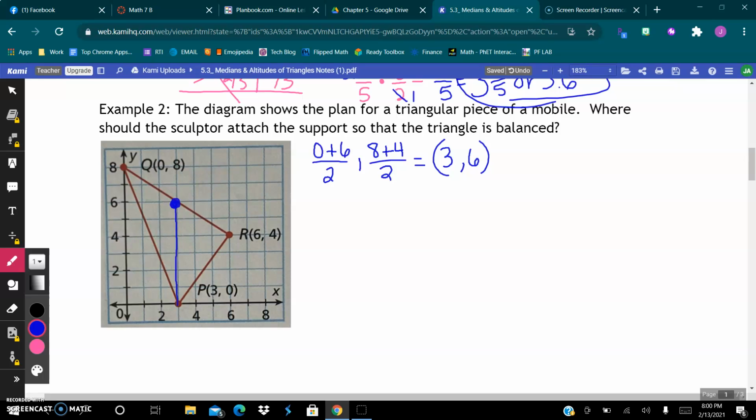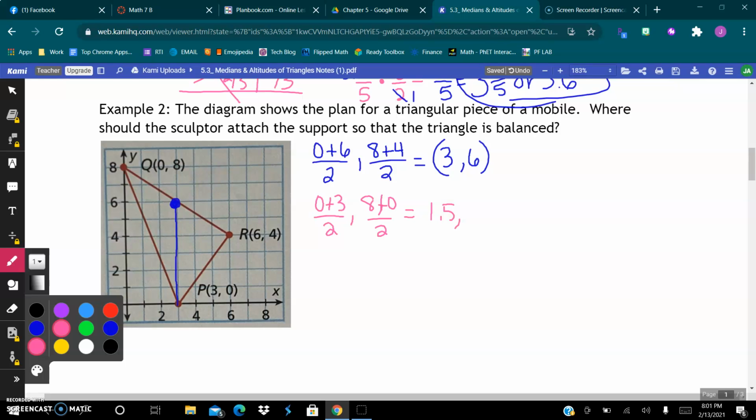Then let's find the midpoint of QP. I'm going to do that in pink. From Q to P, the x's are 0 and 3, divided by 2, and the y values are 8 and 0, 8 plus 0 divided by 2. So 0 plus 3 divided by 2 is 3/2, which is 1.5, and 8 plus 0 is 8, divided by 2 is 4. So this midpoint is (1.5, 4): over 1.5 and up 4. It would meet right about there.